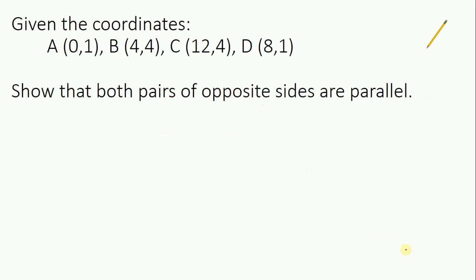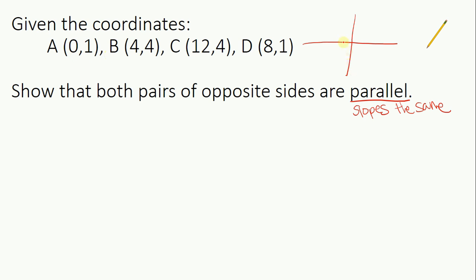So now let's look at what if we have ordered pairs. Given the coordinates A is (0, 1), B is (4, 4), C is (12, 4), and D is (8, 1), show that the pairs of opposite sides are parallel. Now remember, if we're wondering about parallel, we're wondering whether these slopes are the same on both sides.